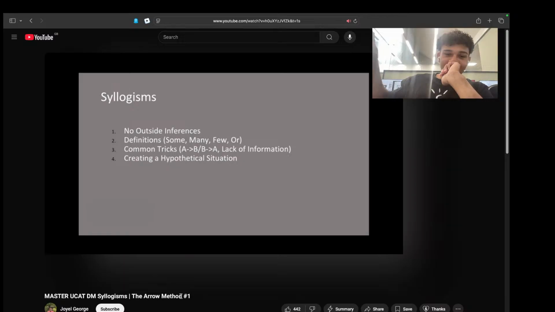So to begin with, the first really important definition is some. Okay, so some is defined as basically, if you think about it from a scale of 0 to 100, some is 2 to 99. Okay, so it's more than 1, but not all. So it's somewhere in that range.